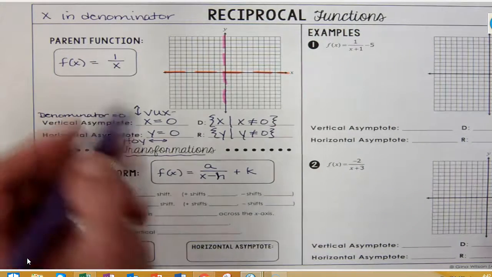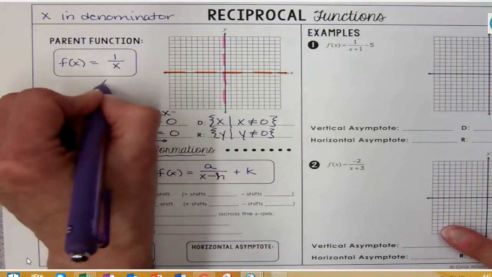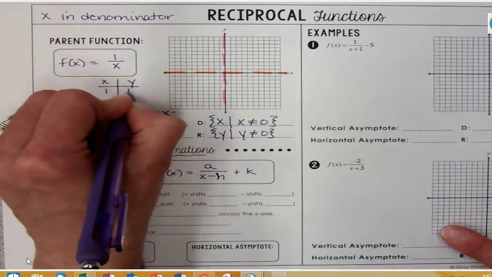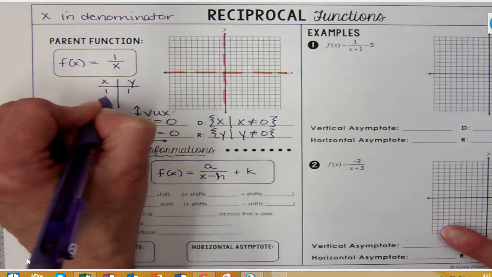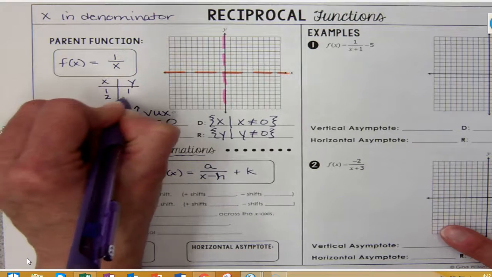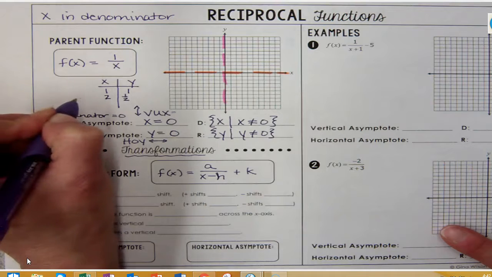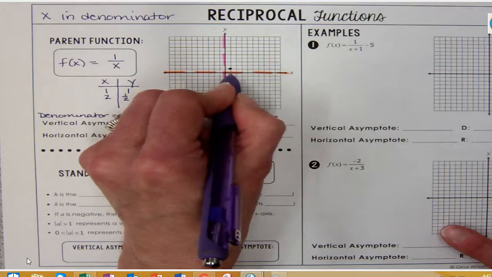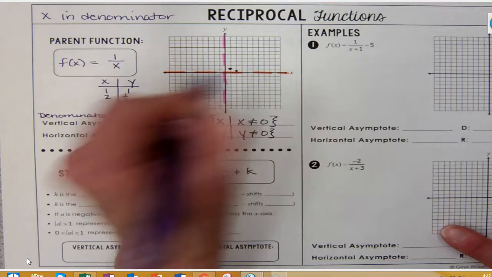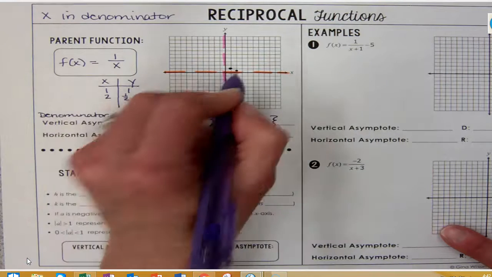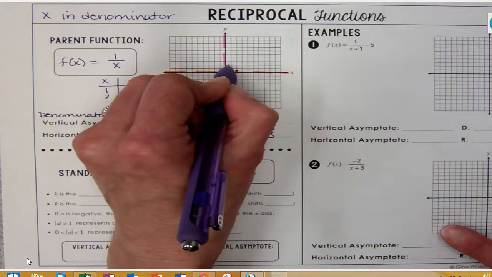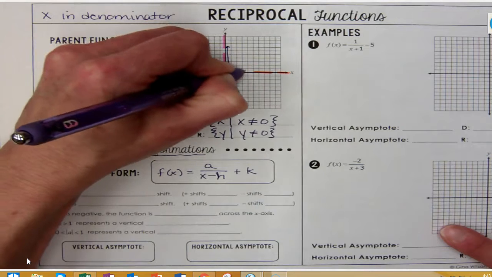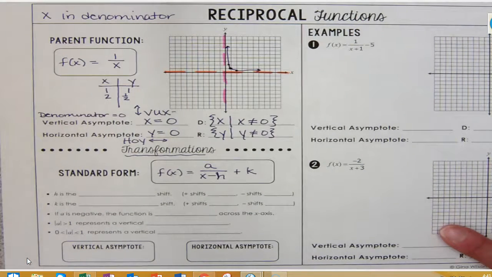Oh, I forgot to graph this. So I'm just going to do a quick little table. I'm not going to put it in my calculator. When x is 1, y is 1. When x is 2, y is 1/2. So I'm going to graph 1, 1. When x is 2, y is 1/2, so it's getting smaller. When x is 1/2, y is actually going to be 2. It's getting bigger, so my graph is going to look like that.